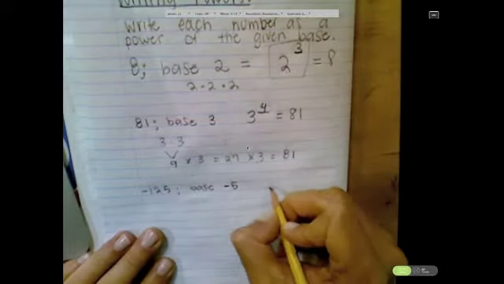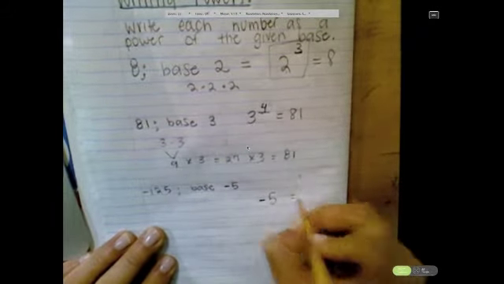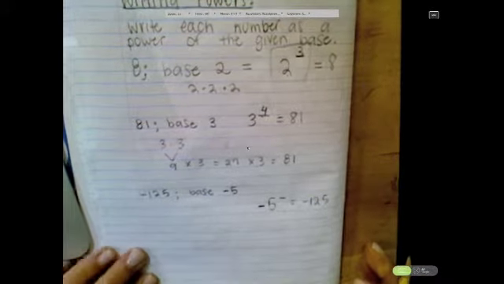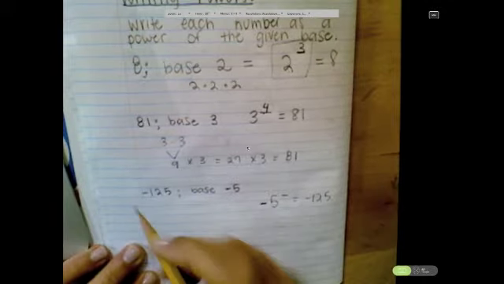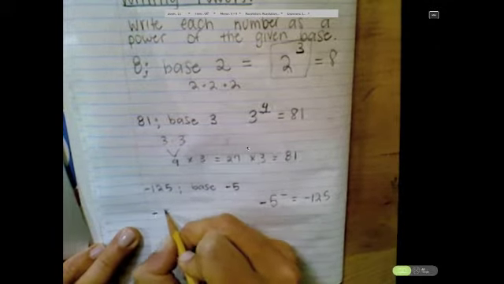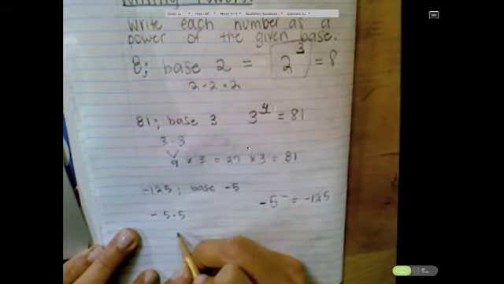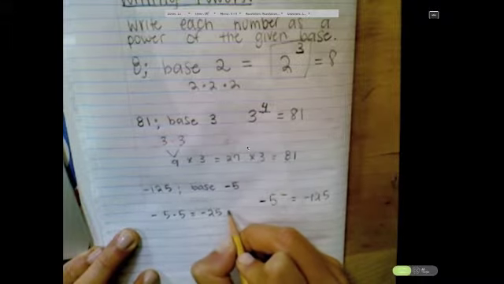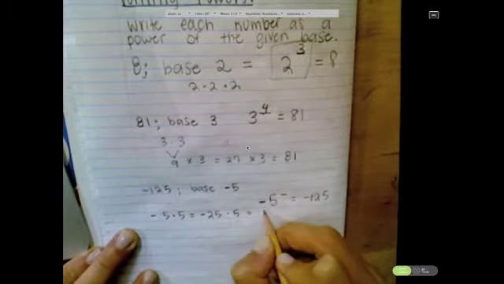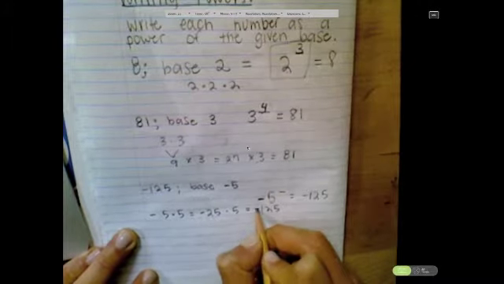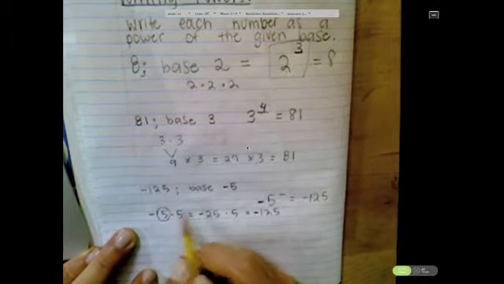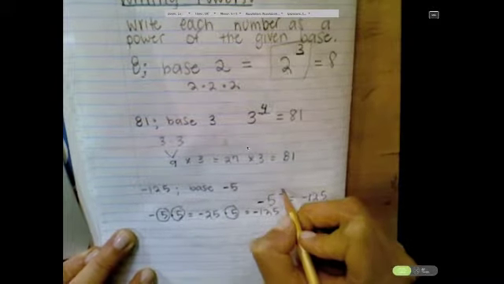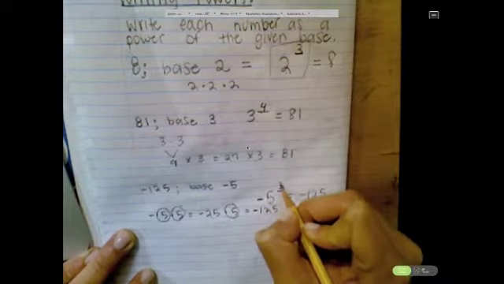So we know that the base is negative 5. We know that the solution is negative 125, and we need to figure out what exponent to put on negative 5. Is it 5? Let's try it. Negative 5 times 5 is what? Negative 25 times 5 is what? So we multiplied 1, 2, 3 times. So the exponent should be the power of 3. Good.